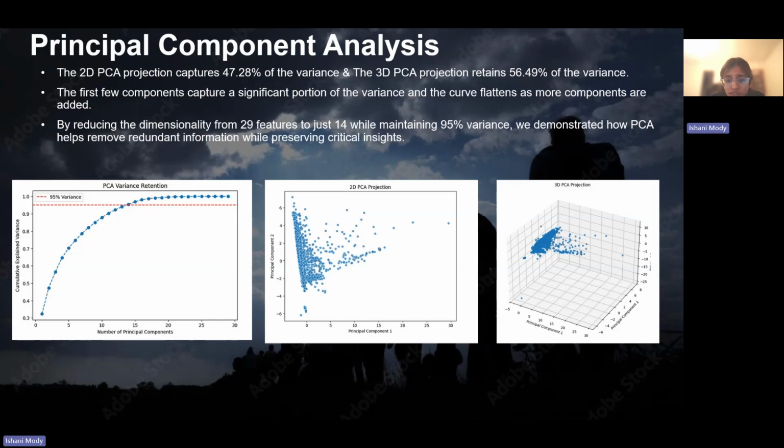To simplify this, I could say that we can reduce it from 29 features to 14, and this allows it to keep the efficient data for presentation, while it also removes the redundant data, but it preserves the critical insights.